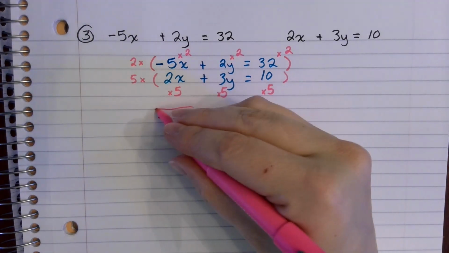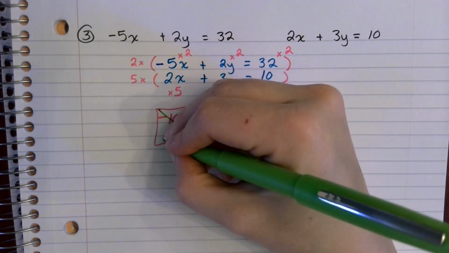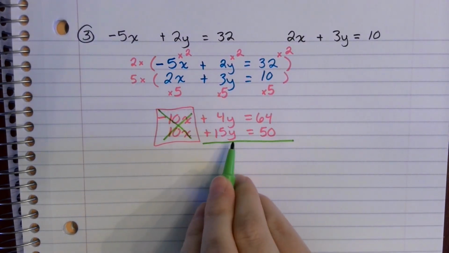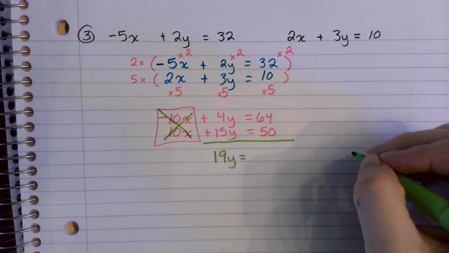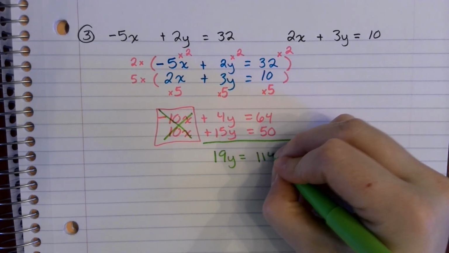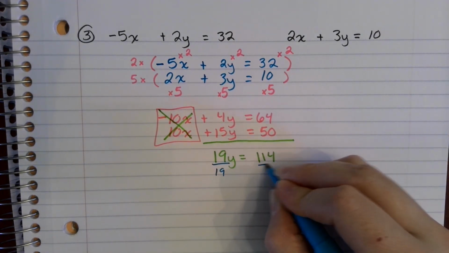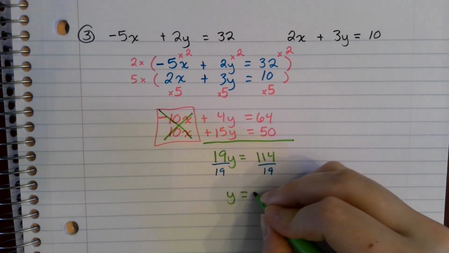So here's my zero pairs. I'm going to eliminate the x's. So I cross those off and then combine the other terms. 4y and 15y becomes 19y. 64 and 50 become 114. I then just divide both sides by 19. And that gives me y is equal to 6.